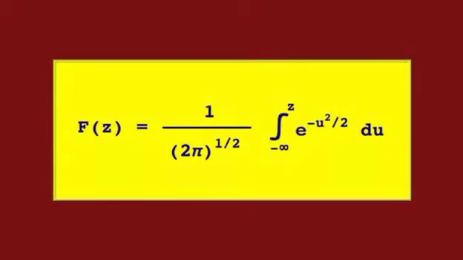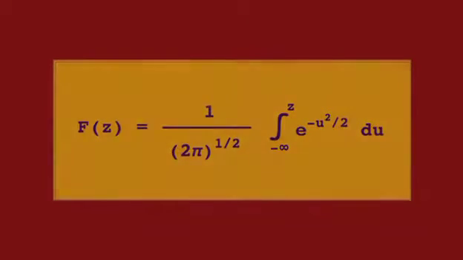Integration of the one-parameter normal probability density function leads to the cumulative density function, or CDF, of the normal distribution, in which f of z denotes cumulative probability and u is a dummy variable of integration. The distribution is symmetrical with respect to the origin. Therefore, only half of the distribution needs to be evaluated. Values of f of z versus z are shown in this table.